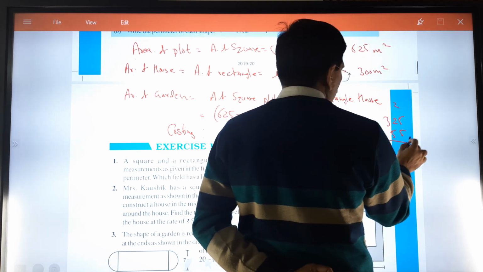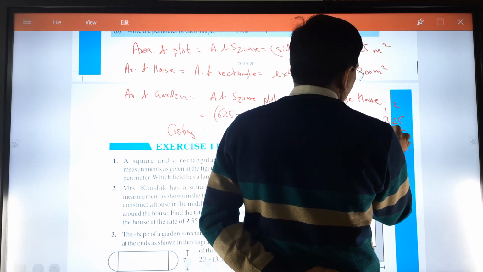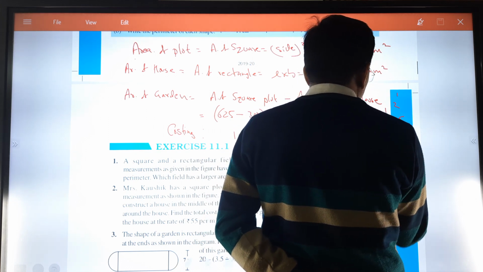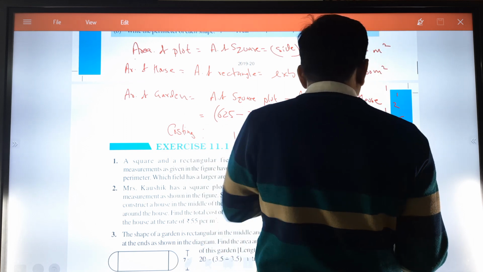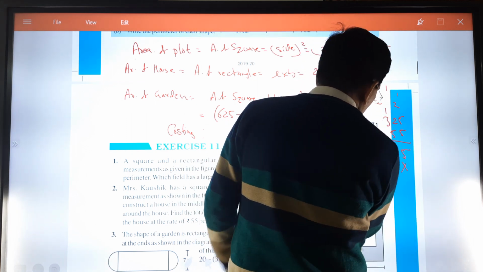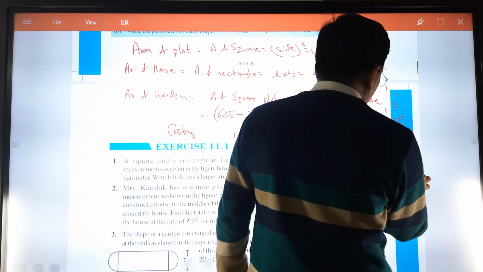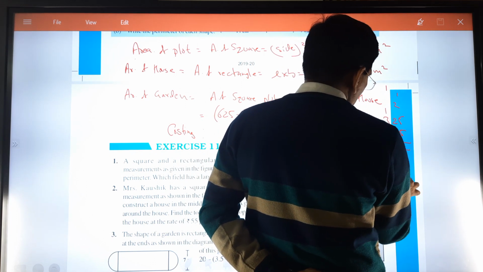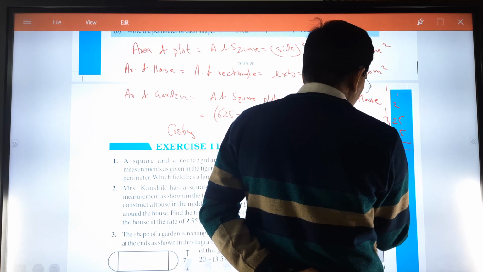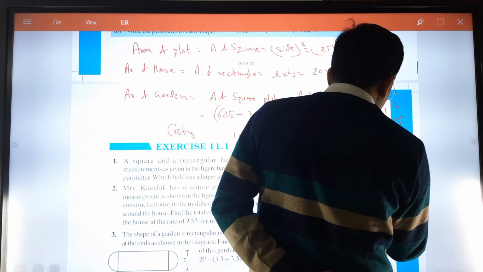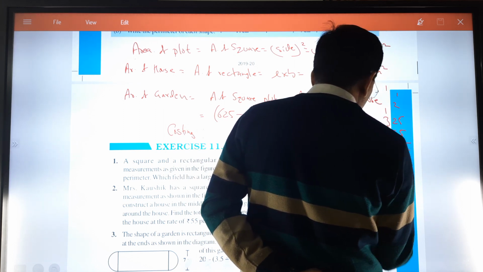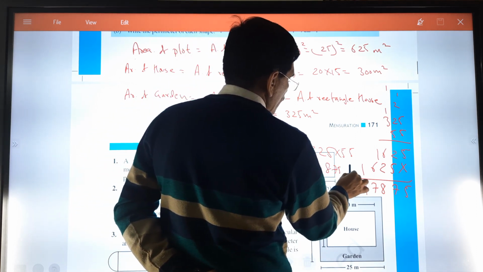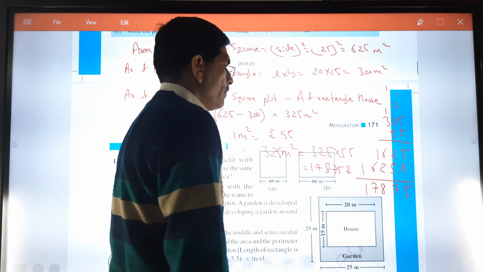5 fives are 25, 2 carry. 5 twos are 10, 12, carry 1. 5 threes are 15, 16. Again, 5 fives are 25... then 5 twos are 10, 11... Adding up, 5, 7, 8, 7, 1. So 17875 rupees they have to pay.